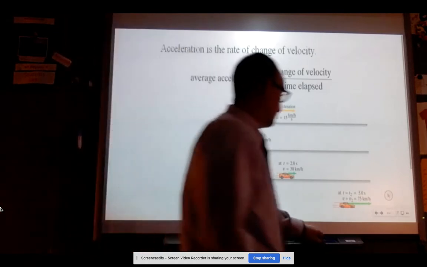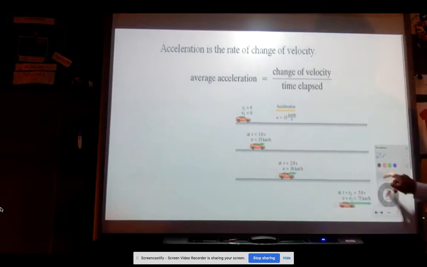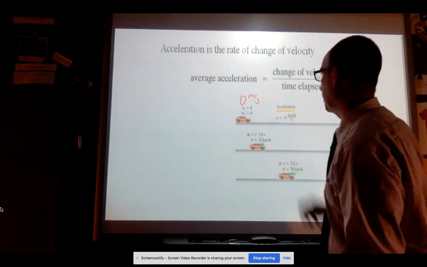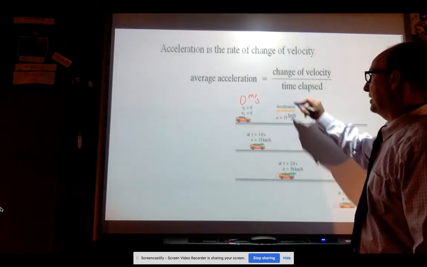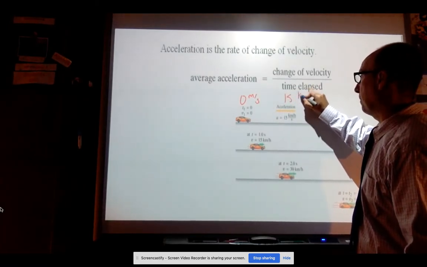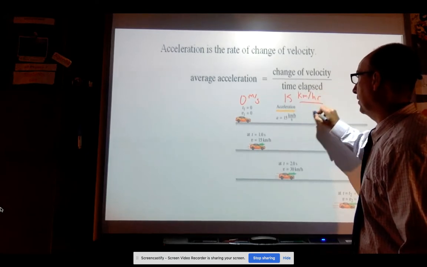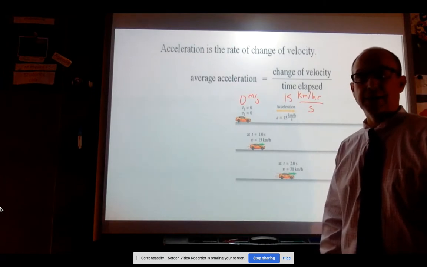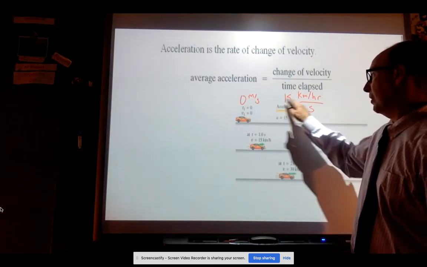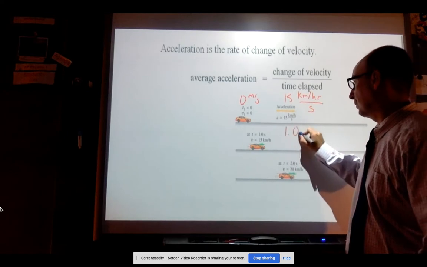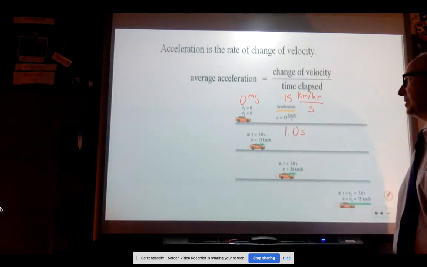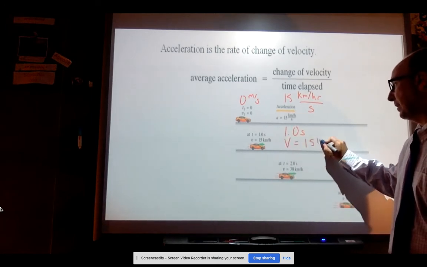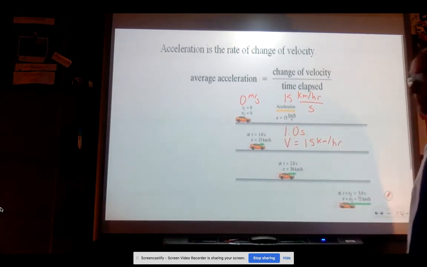So in this case, there's a picture of a car. It might be hard for you guys to see, but it's starting at rest. It has a velocity of 0 meters per second. And its acceleration is 15 kilometers per hour per second. So this tells me how much it's going to change every second. So 1 second later, its velocity has changed by 15 kilometers per hour. Now its velocity is 15 kilometers per hour.